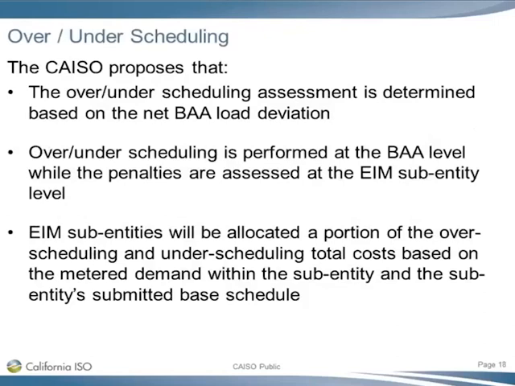Next slide. So I think I got a little out over my skis because this is the over and under scheduling slide. So the CAISO proposes that over and under scheduling assessment is determined based on the net BAA load deviation. It's performed again at the BAA level while the penalties are assessed at the EIM subentity level. Then EIM subentities will be allocated a portion of the overscheduling and underscheduling total costs based on the metered demand within the subentity and the subentity submitted base schedule. This tracks with that example that we went over and the example provided within the paper.